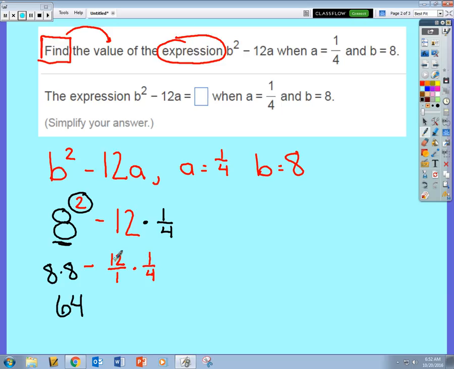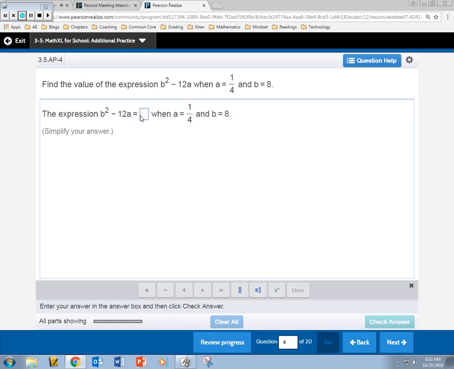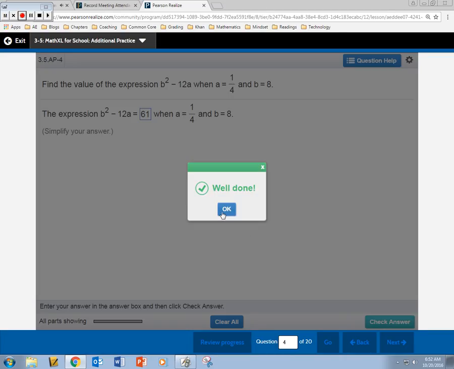But 4 is a factor of 12. 12 is a multiple of 4. We're going to do some cross reduction here. 4 goes into 4 once. 4 goes into 12 3 times. 3 times 1 is 3. 1 times 1 is 1. That gives us an answer of 3. So now we have 64 minus 3. Well, that gives us an answer of 61. All right, again, let's go back and see if that is indeed the correct answer. I'm going to plug it in here. 61. Let's find out. Well done again. All right, let's try another one.